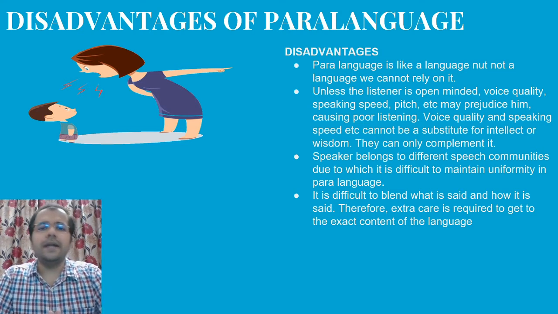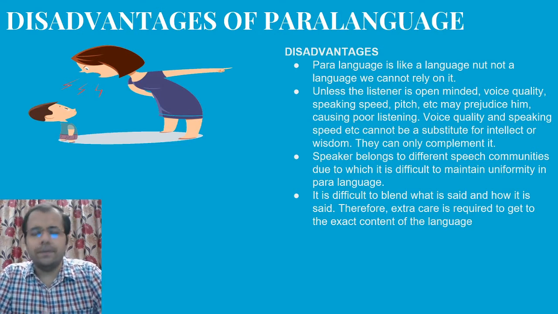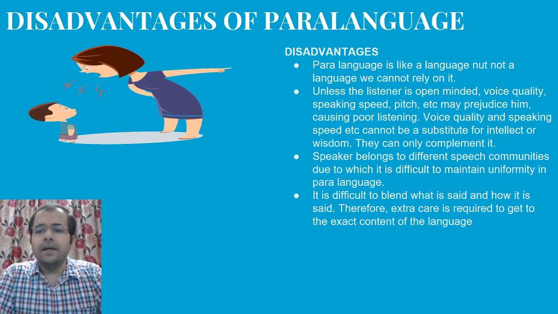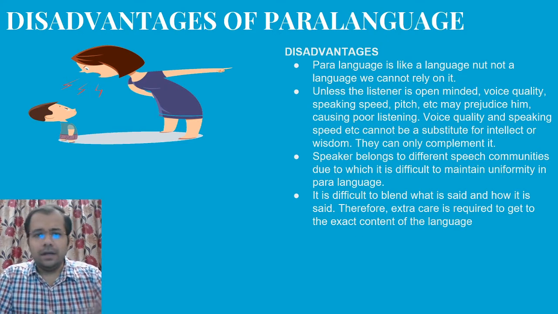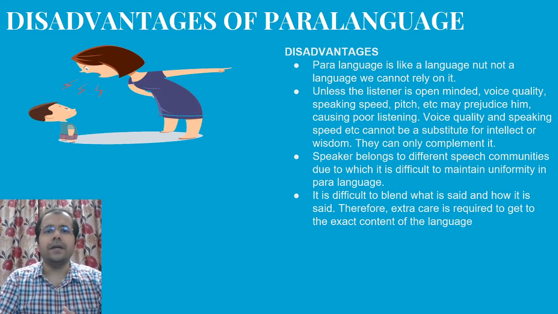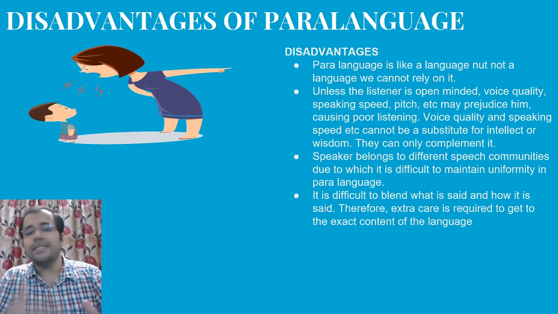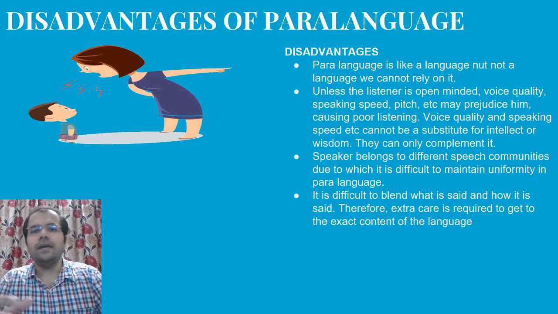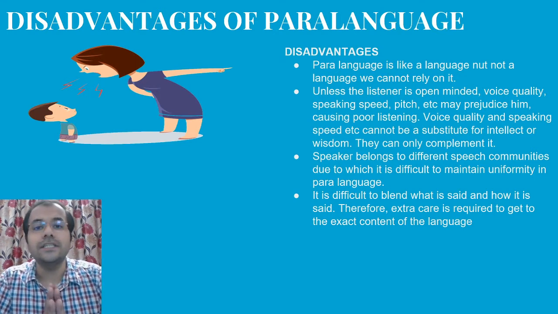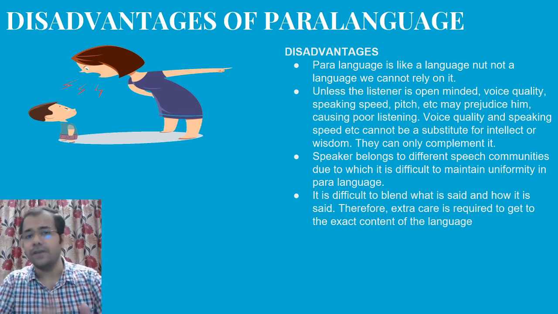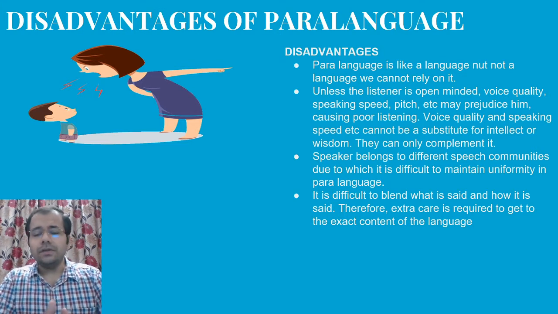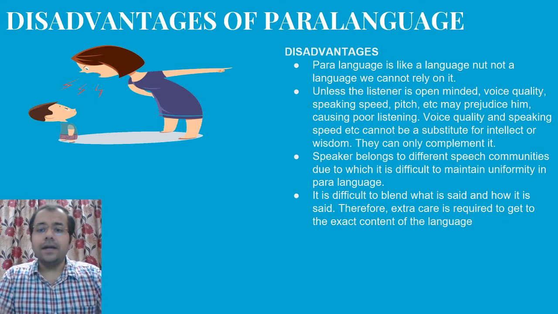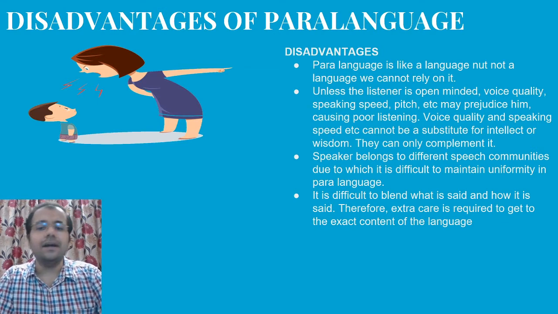Say, for example, at times many of us belong to a particular culture wherein you are not allowed to actually speak. Say, for example, the women are not allowed to speak. So when a woman starts speaking, the voice quality of that particular person who hasn't spoken for a very long period of time in front of anyone will automatically get disturbed. So telling that there is a common paralanguage is not practically possible. It is difficult to blend what is said and how it is said.